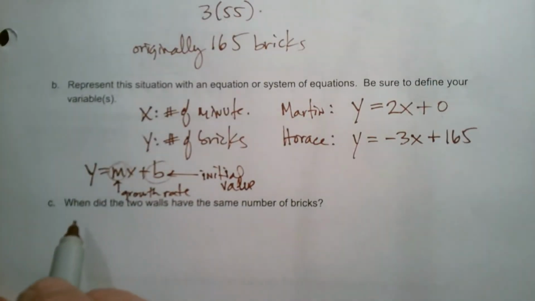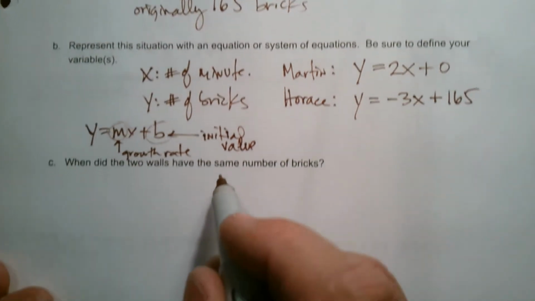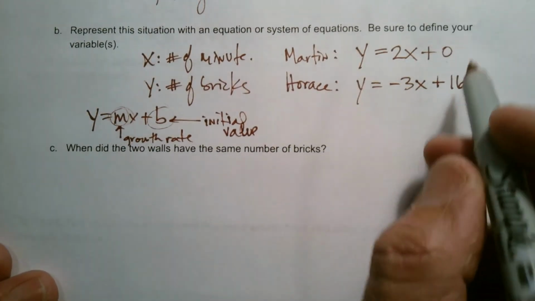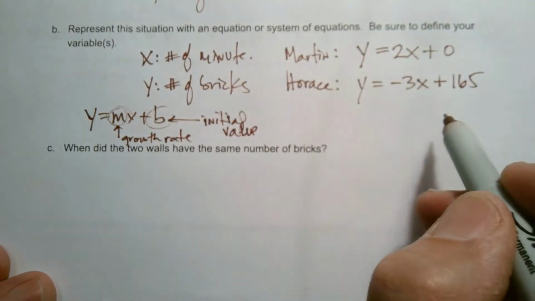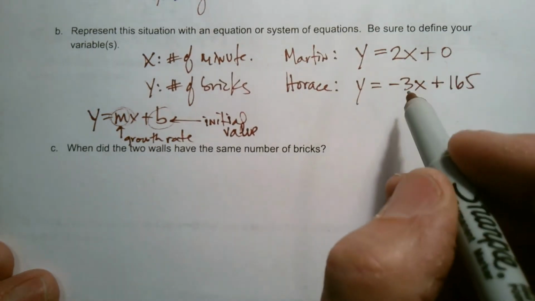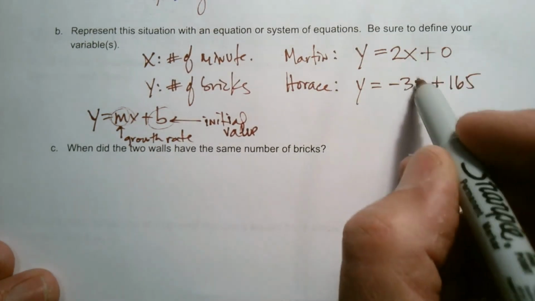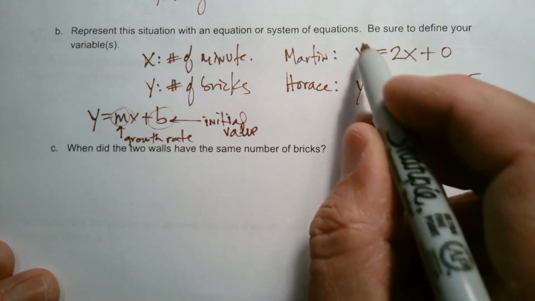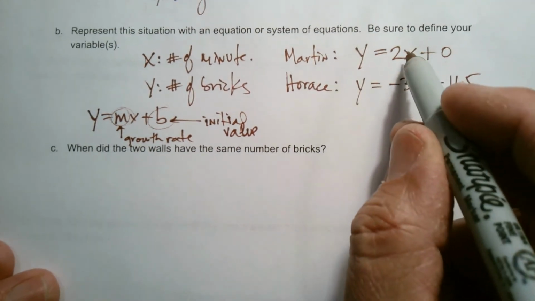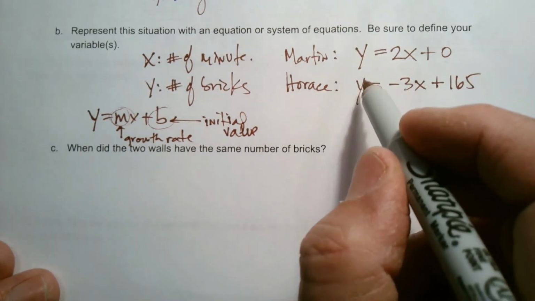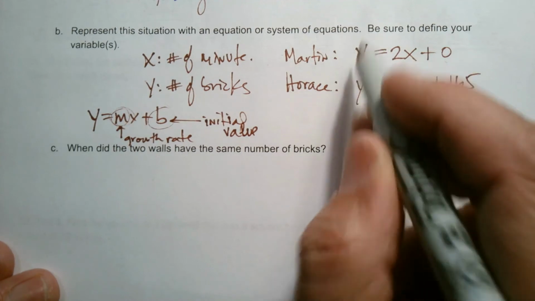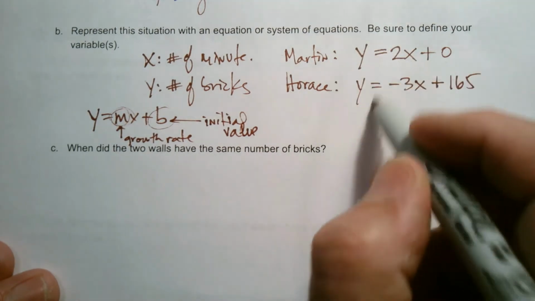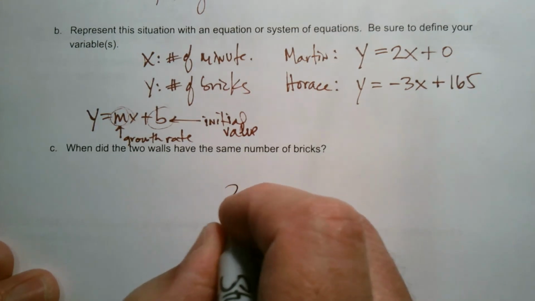All right. So then it says, when do the two walls have the same number of bricks? What I've got is a system of equations that I want to now solve. I want to find out what x would have the same y. When would there be the same number of bricks? When are those equal? That's why I set them equal to each other.